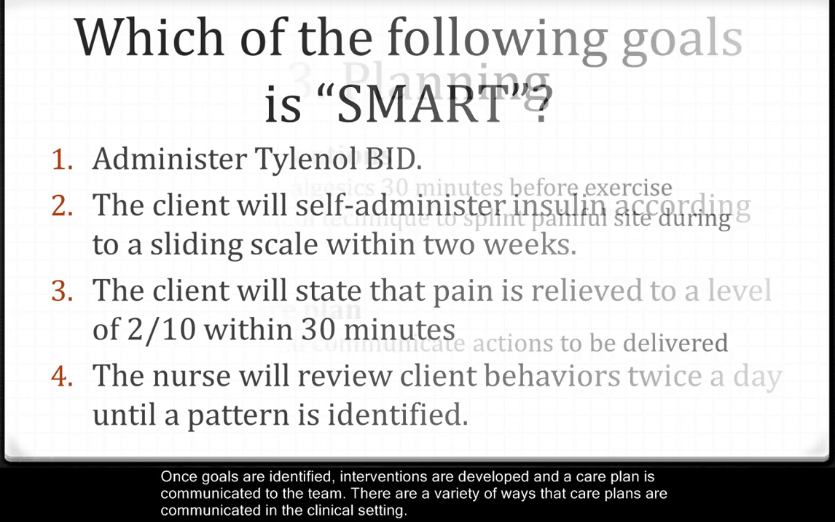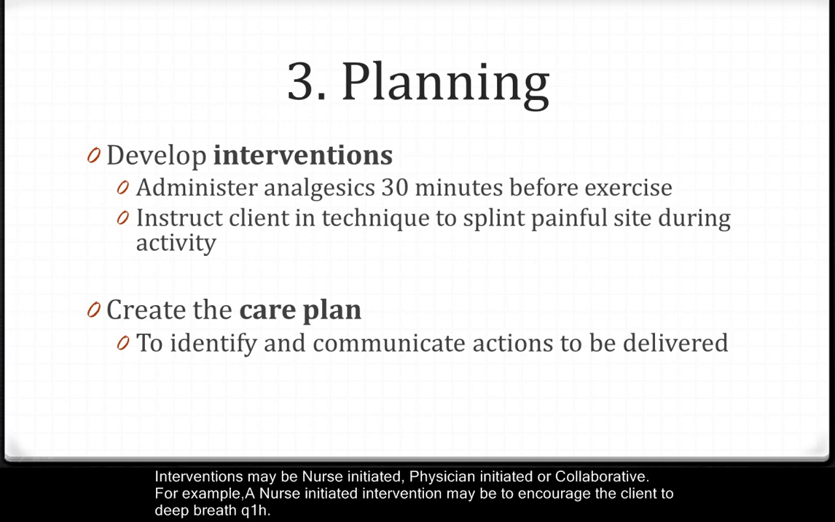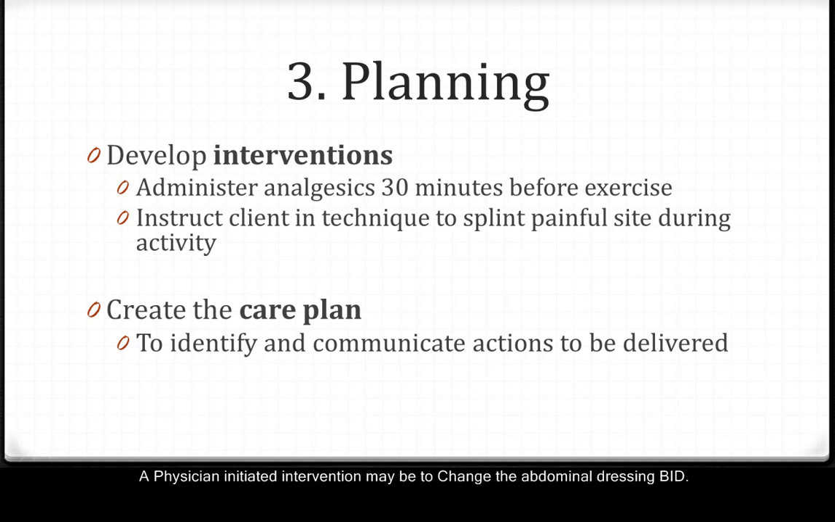Once goals are identified, interventions are developed and a care plan is communicated to the team. There are a variety of ways that care plans are communicated in the clinical setting. Interventions may be nurse-initiated, physician-initiated, or collaborative. For example, a nurse-initiated intervention might be to encourage the client to deep breathe every hour. A physician-initiated intervention may be to change the abdominal dressing twice a day. There would be an order to go with this intervention that would specify how to do the dressing change. A collaborative intervention may be to encourage the client to ambulate with a walker every 4 hours.